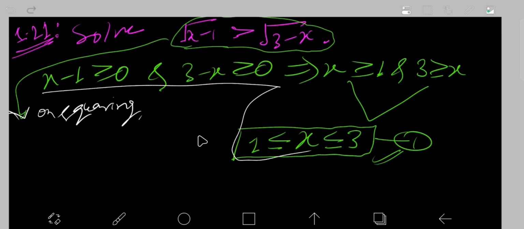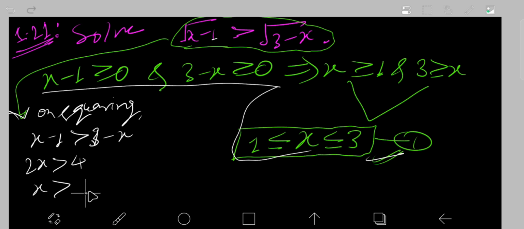You may ask, sir, why are you squaring here? Here we get one condition, and from here we get another condition. So for the final solution we solve by squaring both sides. When we square both sides, this is greater than 3 minus x. When we add x on both sides, this gives 2x, and adding 1 on both sides, this is greater than 4.